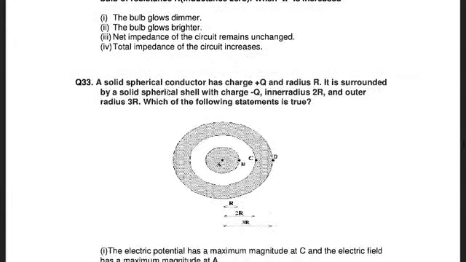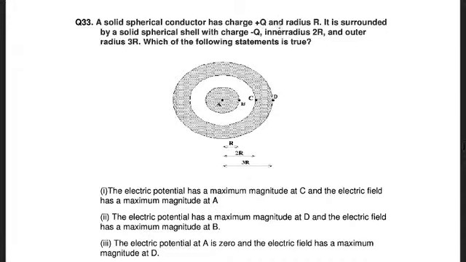Question number 33. A solid spherical conductor has charge plus Q and radius R. It is surrounded by a solid spherical shell with charge minus Q, inner radius 2R and outer radius 3R. Which of the following statements is true? Here they give the figure with points A, B, C, D, at R, 2R and 3R.